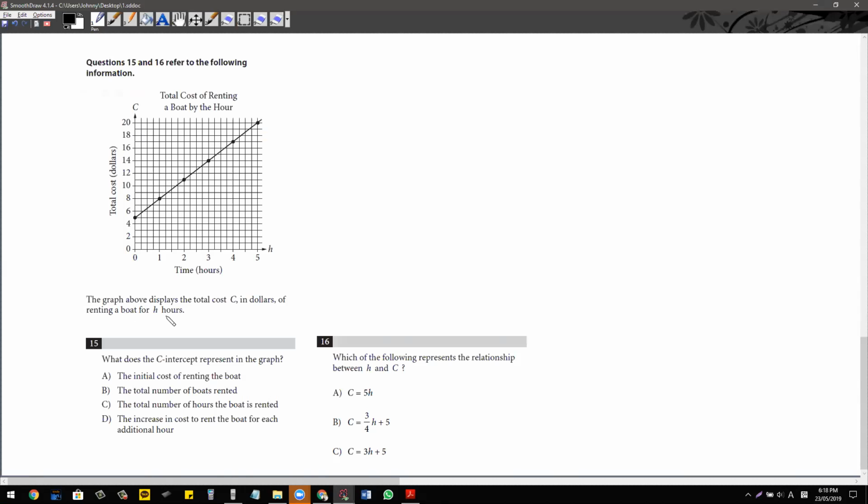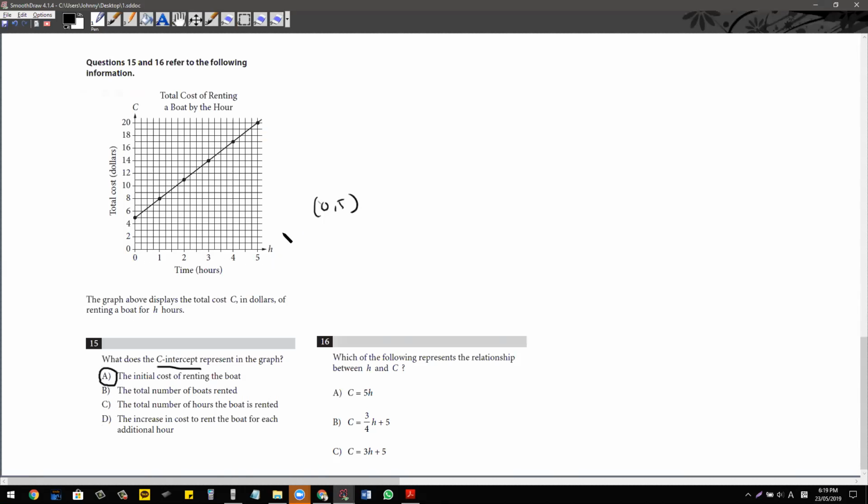So what does the C mean in the C intercept, which is this one here? This one is 5, isn't it? That point there is (0, 5). So what's the meaning of that? Initial cost of renting the boat, total number of boats rented. Can you have a look? Is it A? That's right.